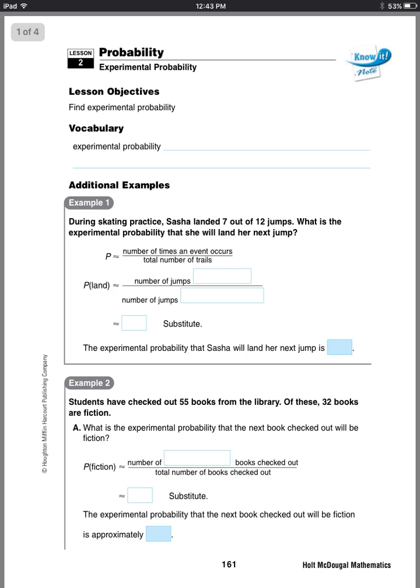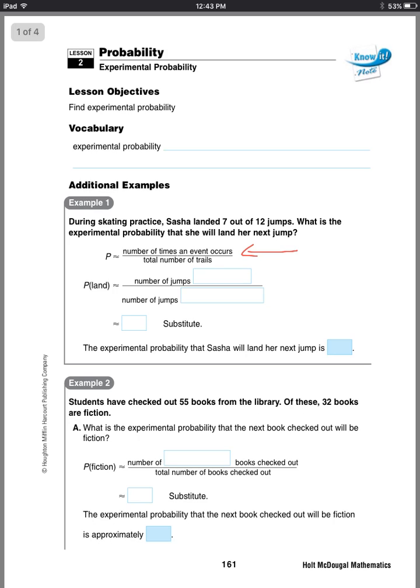or the total number of trials. So they give you a little fraction here. It's helpful, I don't have to write it. What I just said, the number of times an event occurs over the total number of trials. So that's what you're going to use for experimental probability.